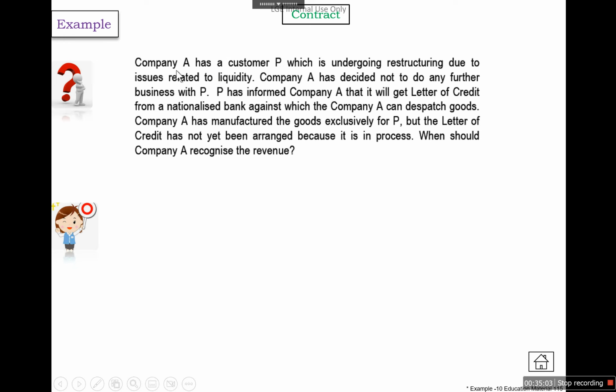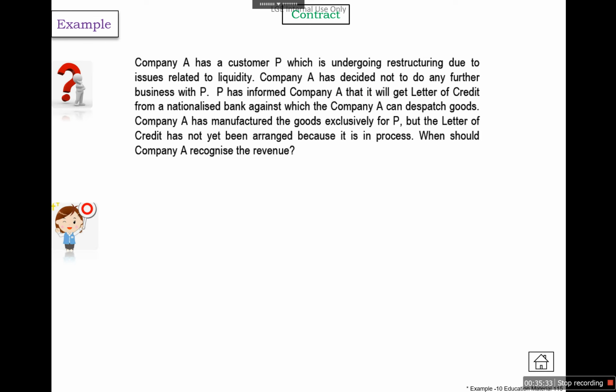So the question is: Company A has a customer P which is undergoing restructuring due to issues related to liquidity. Company A has decided not to do any further business with P, and P has informed Company A that it will get a letter of credit from a nationalized bank against which Company A can dispatch the goods. Company A has manufactured the goods exclusively for P, but the LC has not been arranged because it is in process. When should Company A recognize the revenue?